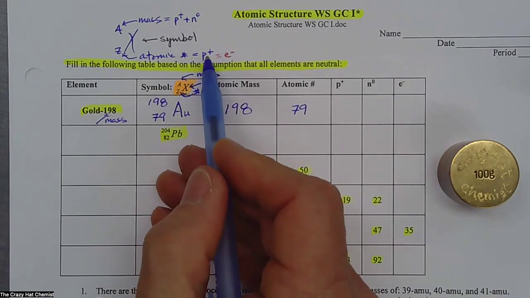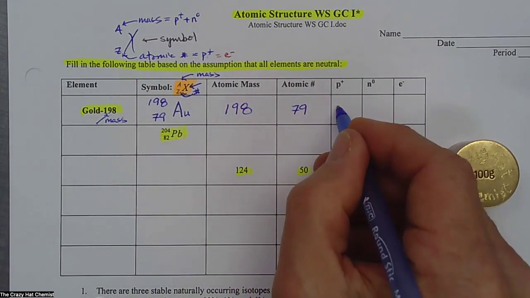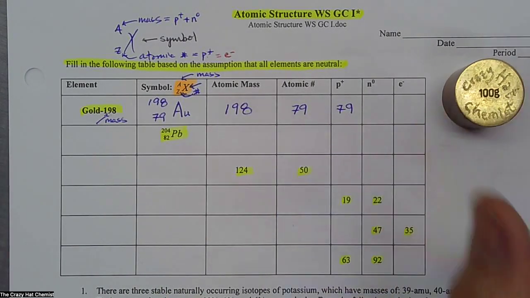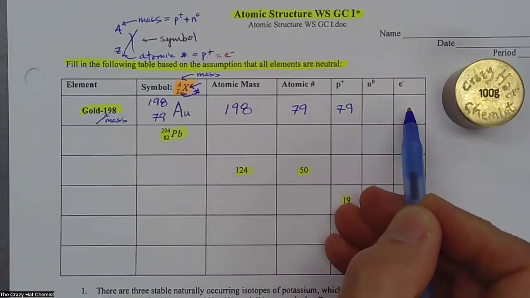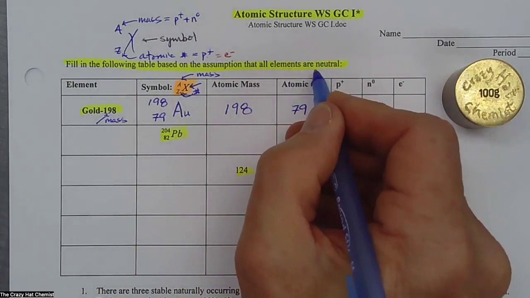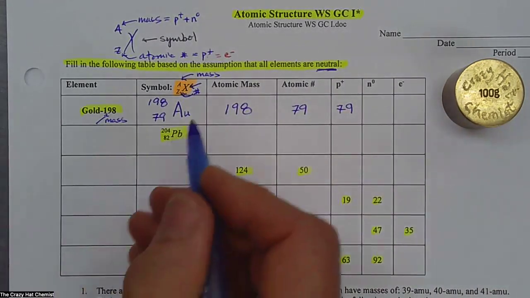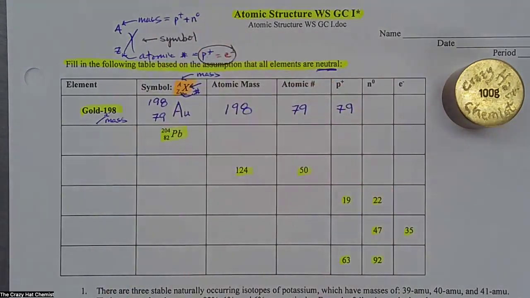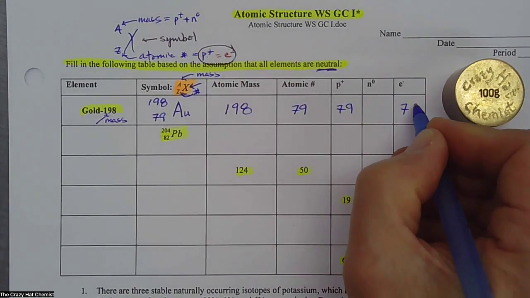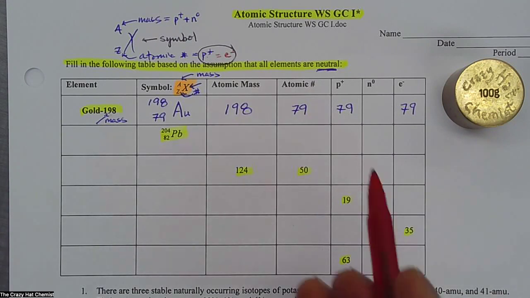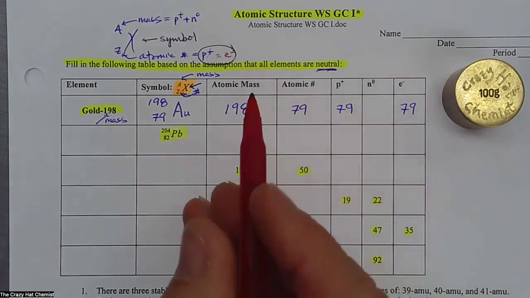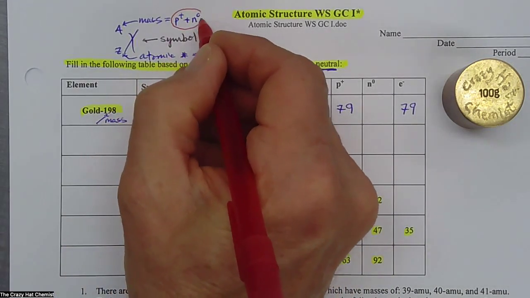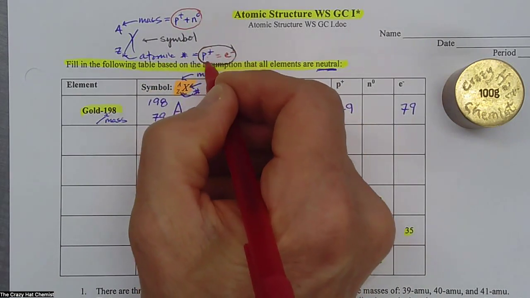The number of protons and the atomic number are one and the same, so that's also 79. And while we're at it, the number of protons and the number of electrons are the same in a neutral atom. That's the key here: in a neutral atom, the protons and electrons are equal to each other. So that means we have 79 electrons as well. In order to get the neutrons, the mass is the sum of the protons and neutrons, and then we have the number of protons.